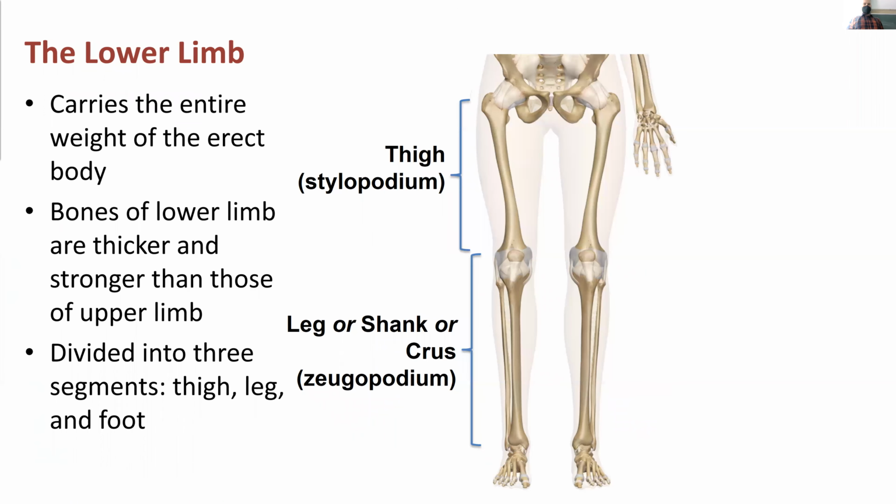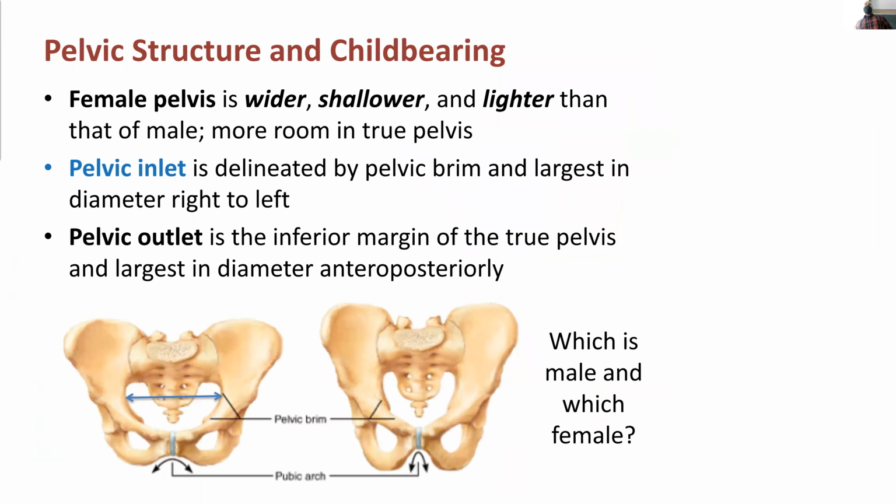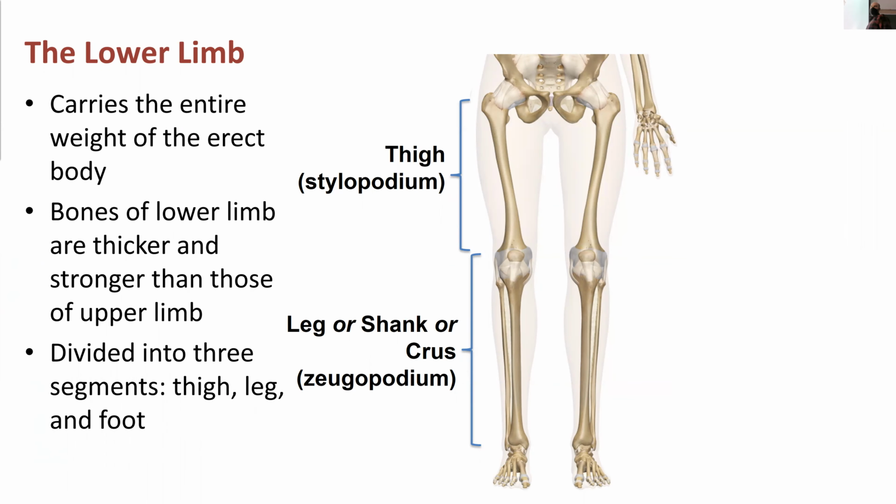Covered this. Okay, I want to talk about the lower limb. So the lower limb is your legs, right? And it's important for a number of reasons, one of which is that it carries the entire weight of the erect body. So you are all sitting now, so a lot of your weight is on the ischium, or the ischial tuberosity, as I mentioned. But when you're standing, all of your weight goes down your legs, not terribly surprising. But because of that, these bones are thicker and stronger than those of the upper limb.